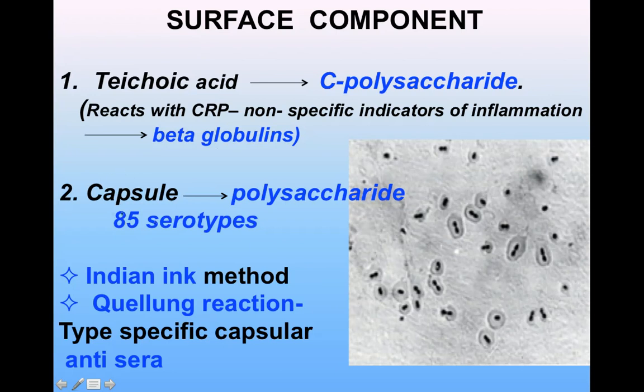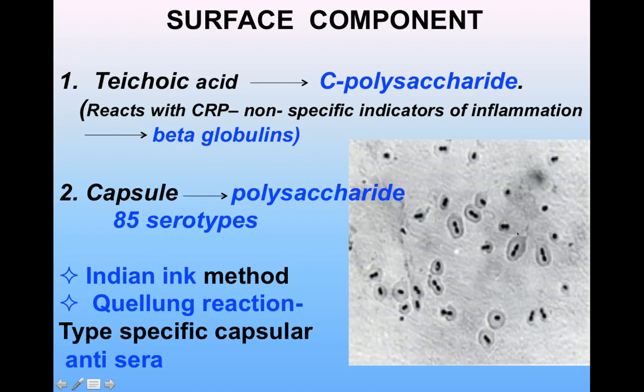Then we talked about the capsule. 85 serotypes have been identified. The capsule is polysaccharide in nature, and it can easily be recognized by the Indian ink technique, which we have discussed several times. As you can see here, the organism has taken up the dye, but the capsule remains as a halo around the organism. The Quellung reaction we will be discussing in detail, where type-specific capsular antisera are used, and again you will see swelling of the capsule as you see on this slide.